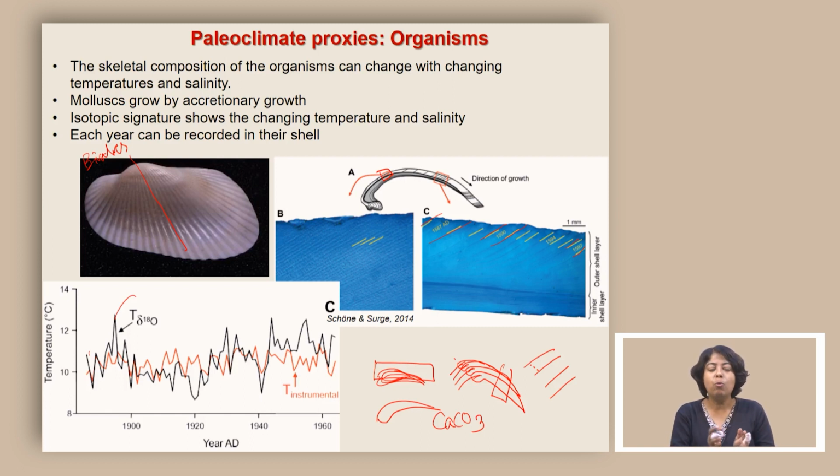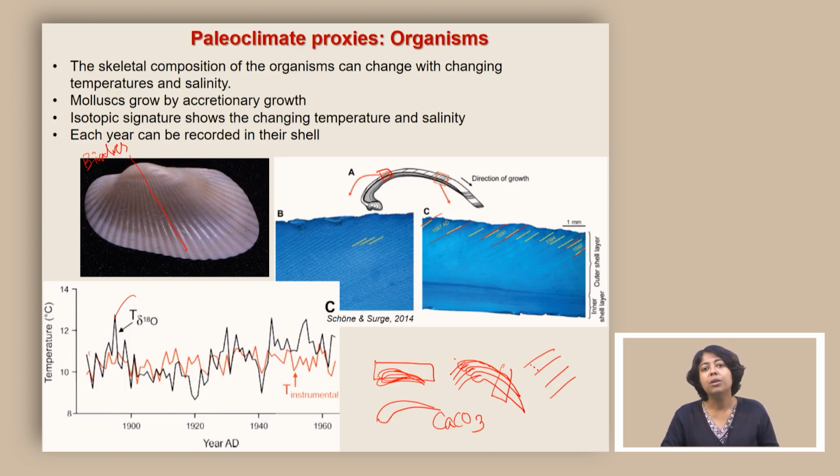So, it does not only give us an average temperature or salinity value, it also tells us something about how the change in temperature and salinity was within a year during that time. So, therefore, this is considered as a highly precise, high resolution paleoclimatic proxy. Can we do something similar for the terrestrial region?